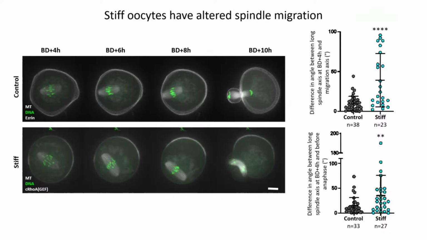Then we also looked at the difference in angle between the axis of the spindle and the axis of migration. In control oocytes, these two axes are roughly superposed, so the angle would be very small, and this is the case here.